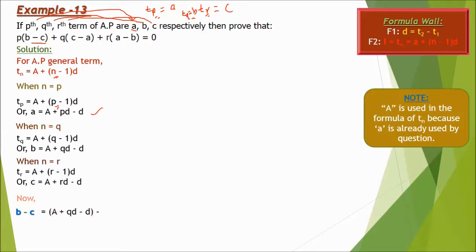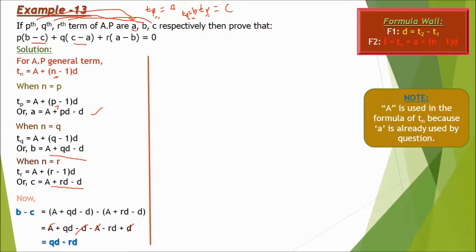We don't do things randomly, because it's in the question. B minus C is equal to the value of B, which is A plus QD minus D, and the value of C is A plus RD minus D. Now let's open the bracket: A plus QD minus D minus A minus RD plus D. D and D cancel, capital A and capital A cancel. So the remaining is QD minus RD.